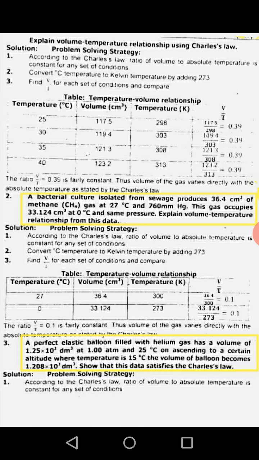Again, we follow the same rule. First, we have to convert the degree value into the Kelvin value by adding the given value to 273. And then in the last step we will find the ratio by dividing the volume by temperature. You can see in the first row 27, when we add 27 to 273 we will get what? 300. So when we divide 36.4 by 300 we will get 0.1.